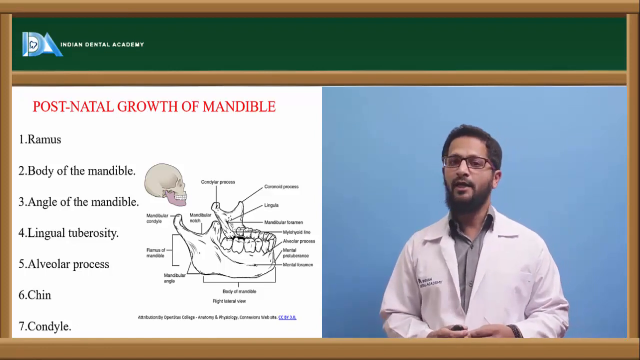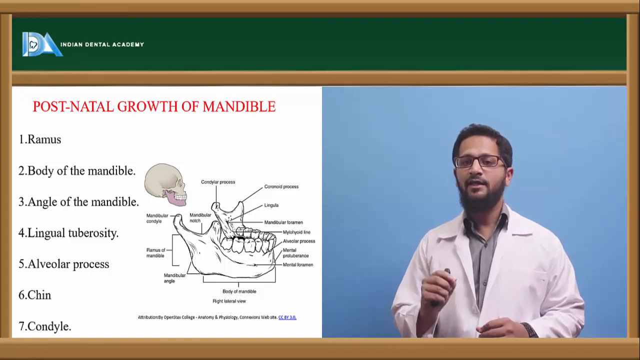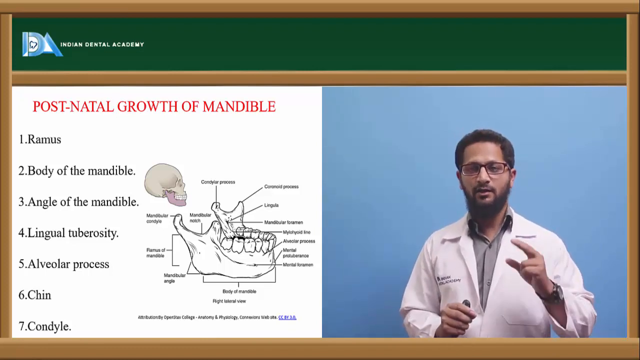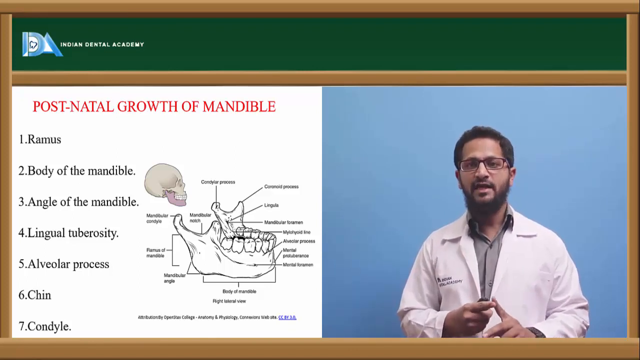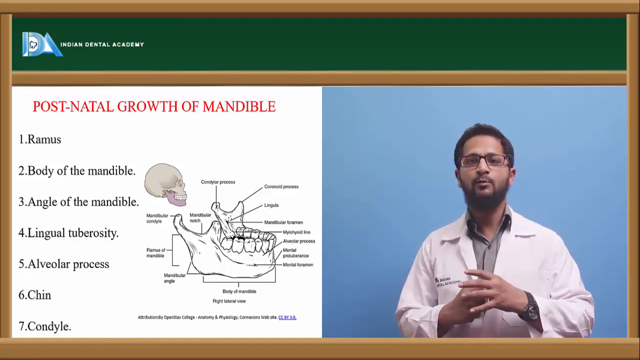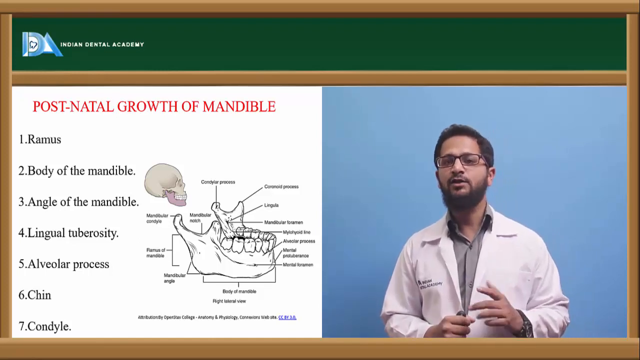Next coming to condyle. The condyle is covered by a thin layer of cartilage, and this cartilage is believed to have two main important functions. First, it acts as a shock absorber to resist abnormal forces acting on the temporomandibular joint, and second, it acts as a growth cartilage.